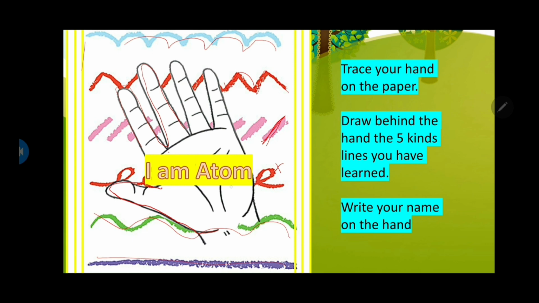Make sure to write your name on the hand or in front of the hand. For example, your name is Atom, you say, I am Atom. Then take a photo of it and submit it or pass it in our group chat, Line group chat.